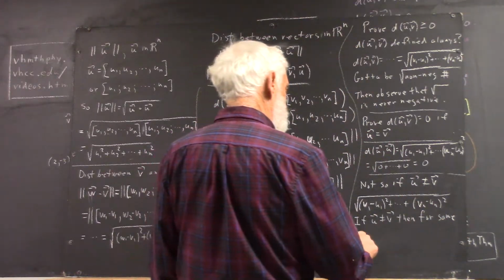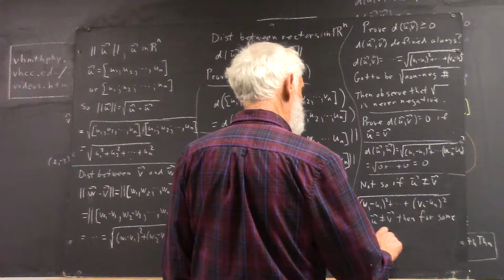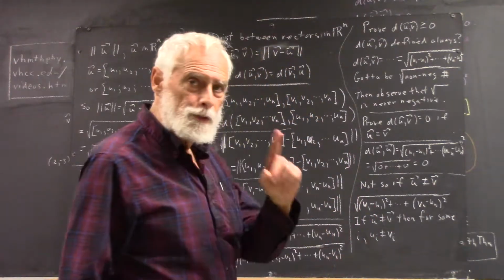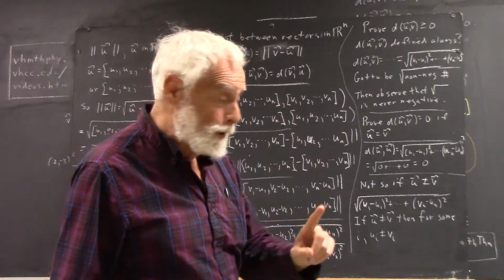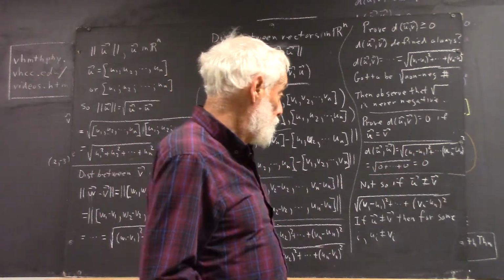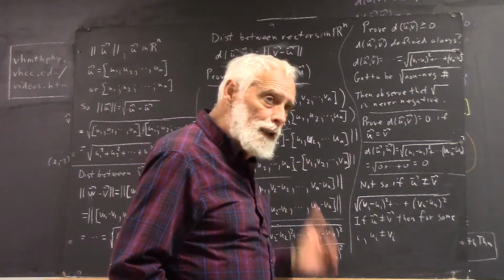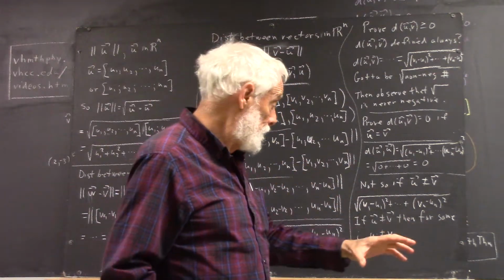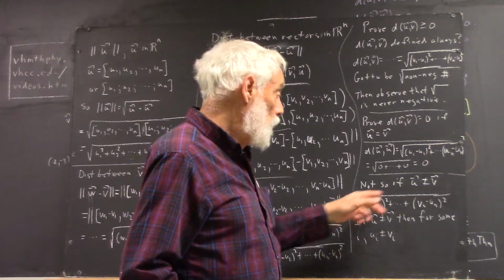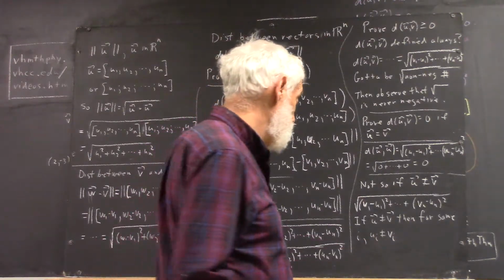If u is not equal to v, I'm going to say for some i, u sub i has to be not equal to v sub i. There has to be at least one component that's different, because if all the components are the same, then the vectors are the same, and it's certainly going to be 0. Okay? But if any of the components is different, then it's going to be for some index i between 1 and n, u sub i is not going to be equal to v sub i.